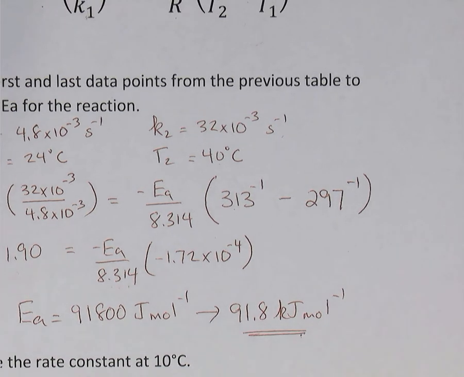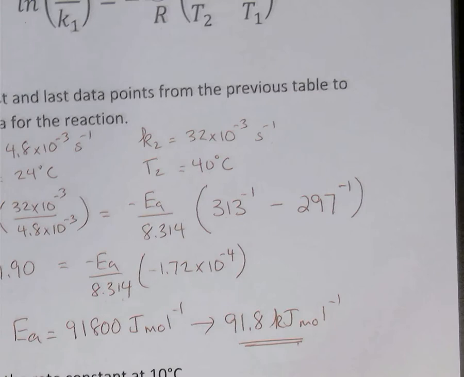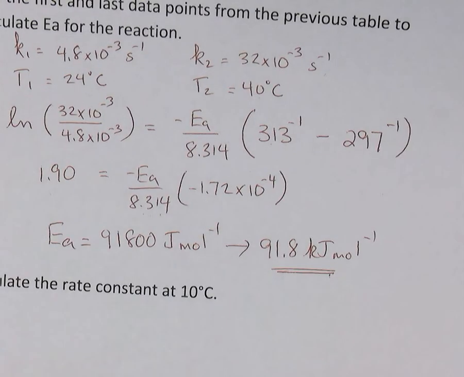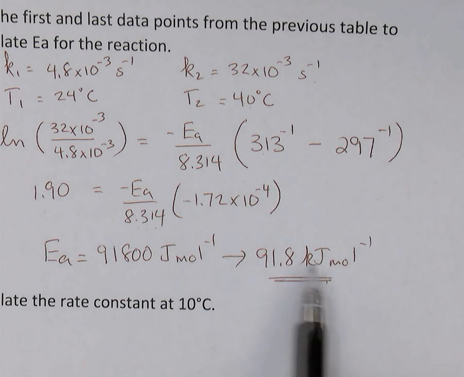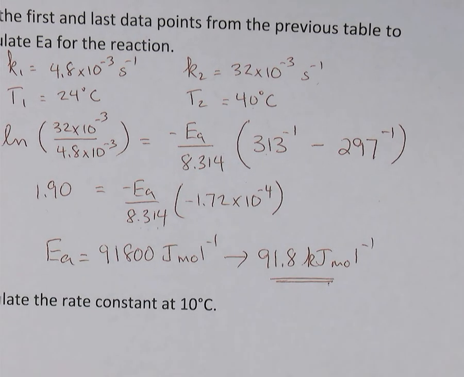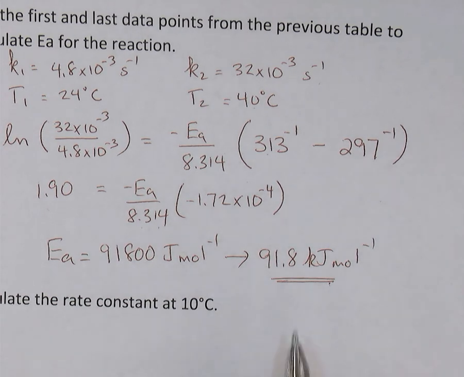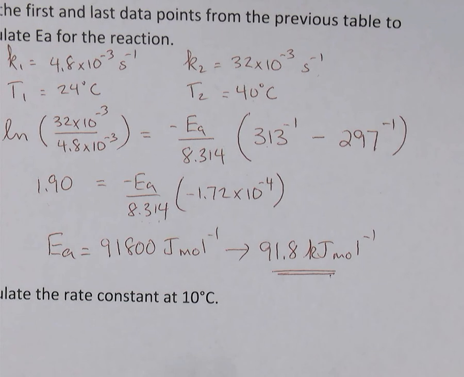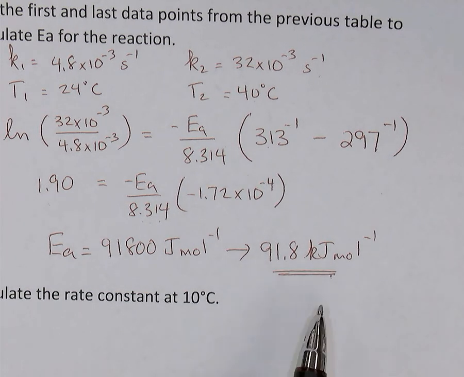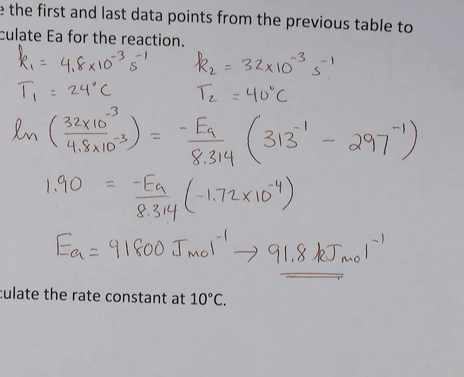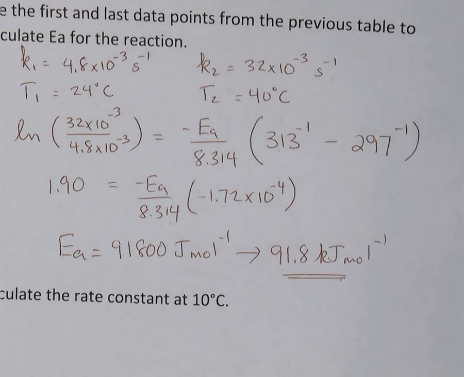If this were more realistic with experimental data with error in it, you would find that the graphical value for EA is probably significantly different. Maybe instead of 91.8, you might have had 92.4 or 90.3, something close to what you got from the graphical approach, but this two-point approach would have had some more error in it. It's always better to use more data when possible.